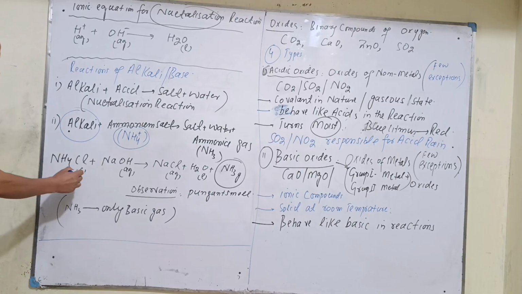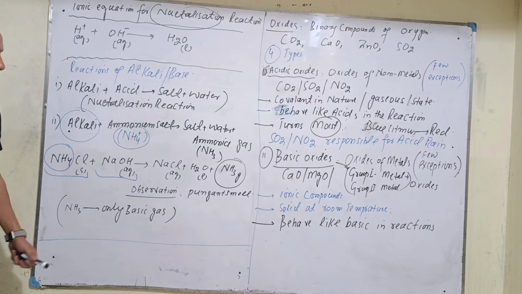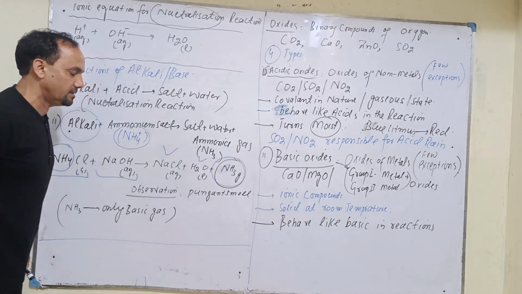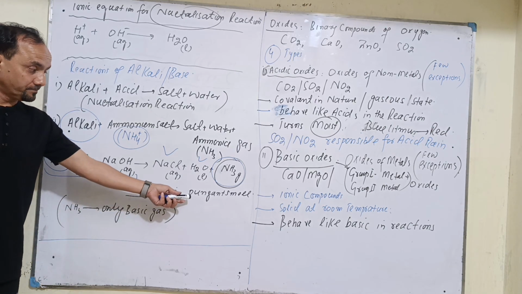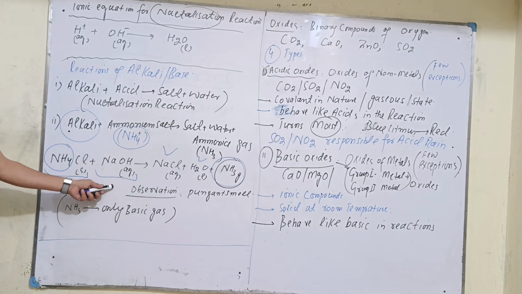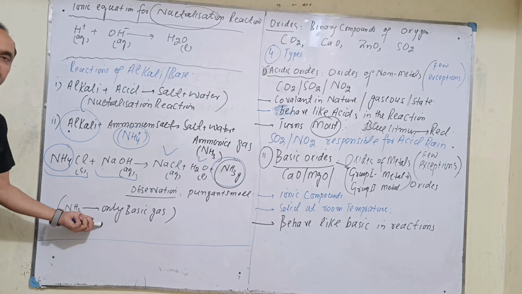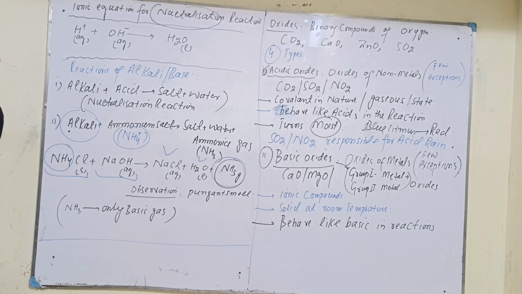Okay. Now this is ammonium salt because it contains ammonium ion, and this is an alkali. This is salt, this is water, and this is ammonia gas. What will be your observation? Ammonia gas has a strong pungent smell, and keep in mind this is the only basic gas. So you can confirm this by using moist red litmus paper, which will turn blue.